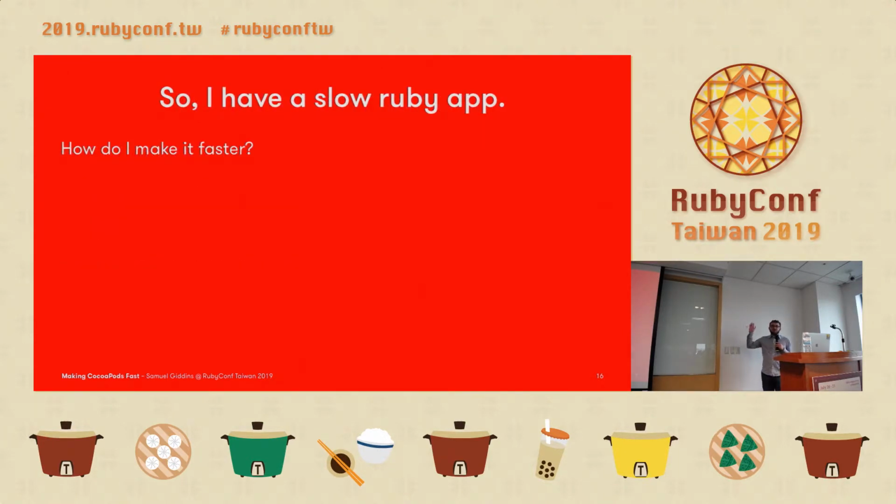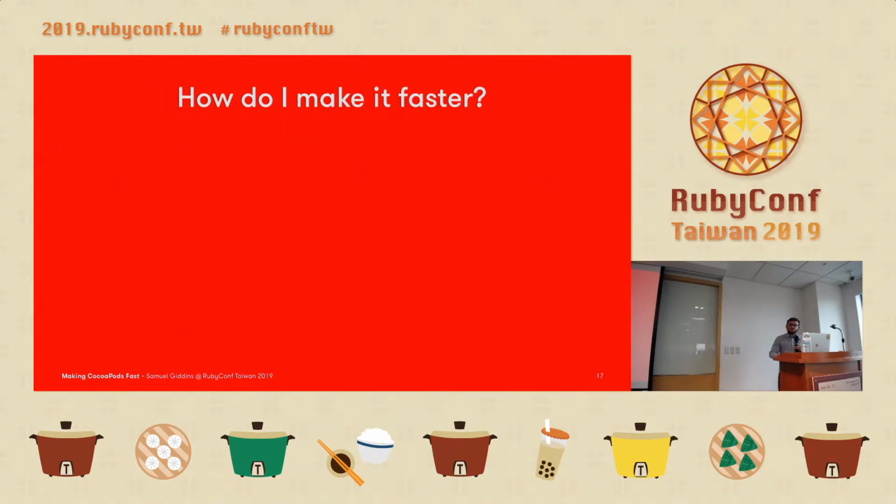Raise your hand if you've ever asked yourself this question: I have a slow Ruby app, what am I going to do to make it faster? Yeah, a couple of you. There are actually a couple of questions you should ask yourself when you start thinking, how do I make it faster? Step one is, is it actually slow?